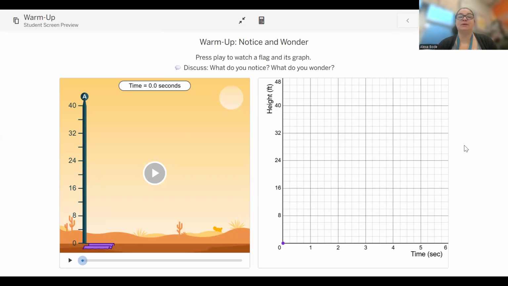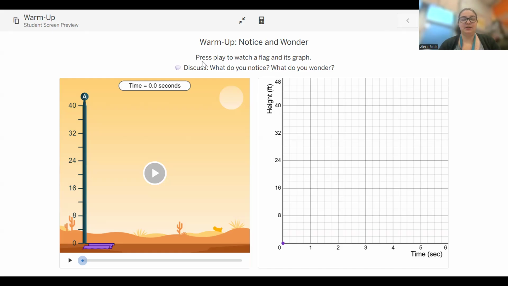After this Desmos, you'll be completing the practice problems from Desmos. Okay? And those practice problems I may give you on paper, I may give you online. I haven't decided yet. So just be prepared for that.